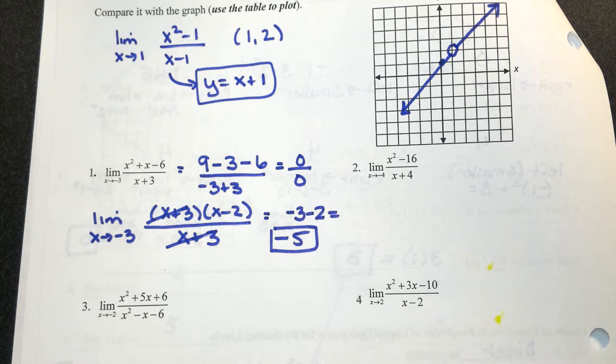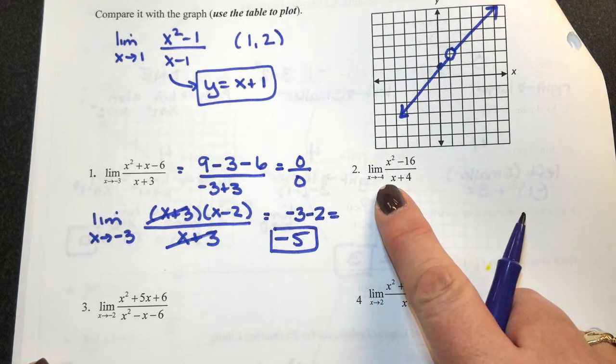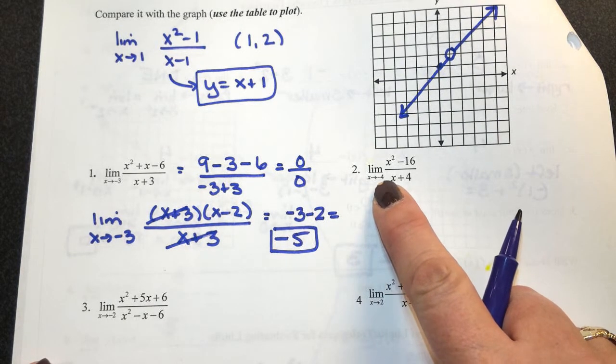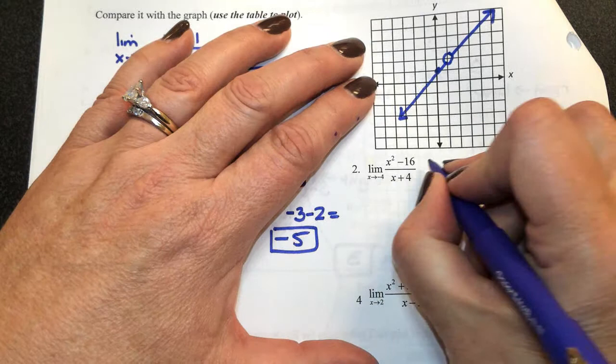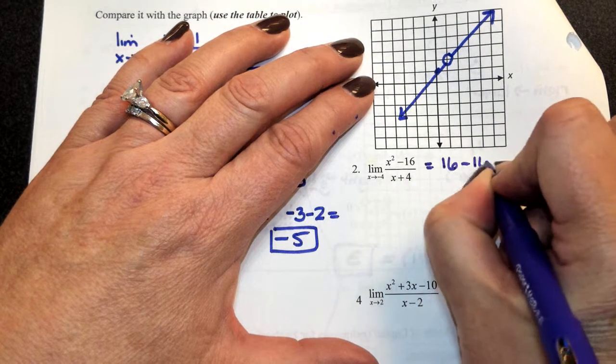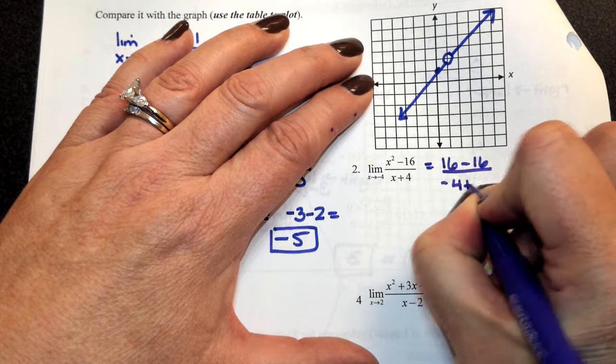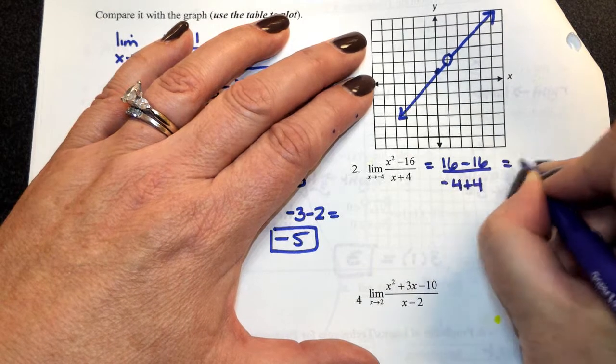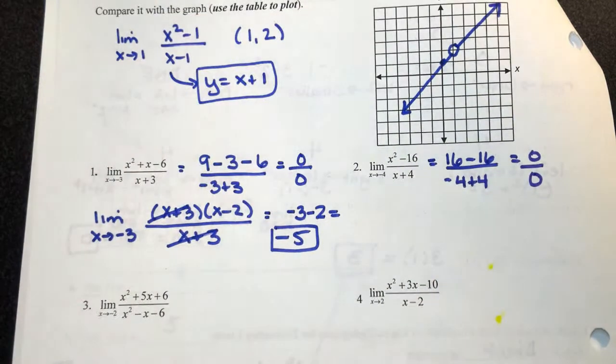If that doesn't work, that's when you try your factoring and your canceling. So again, look at number 2. If I try and do direct substitution, when I square negative 4, that's going to give me a 16 minus 16 over negative 4 plus 4. So notice that gives me 0 over 0. Again, doesn't tell me anything about the limit. It does tell me, however, it's not defined at negative 4.